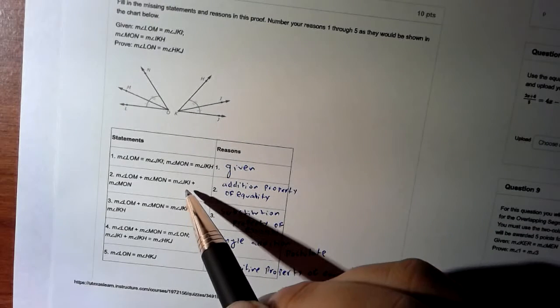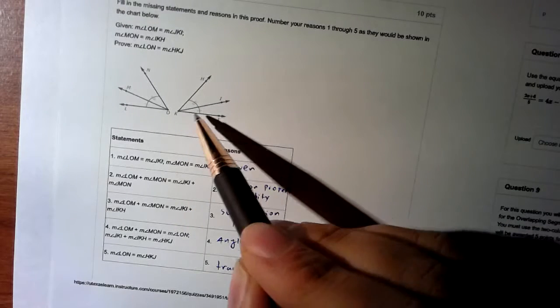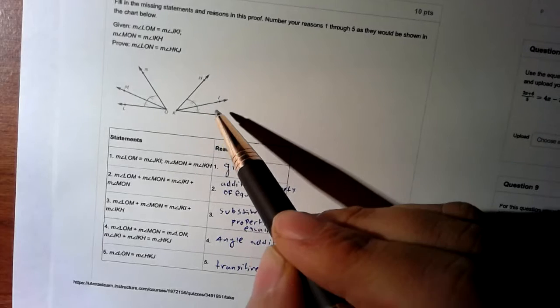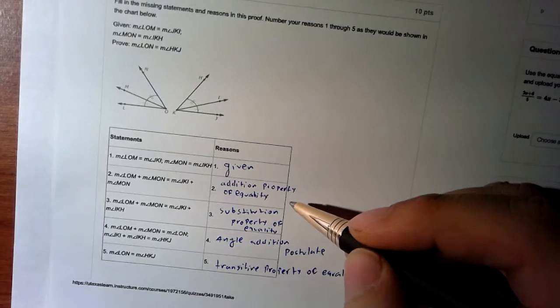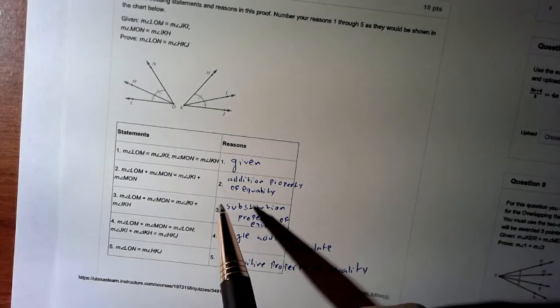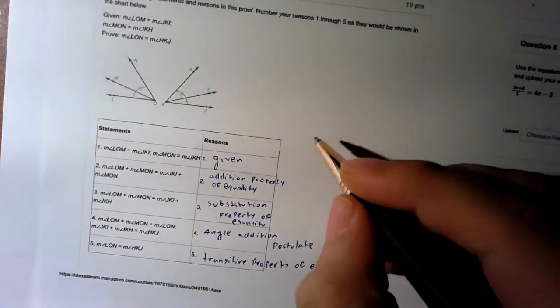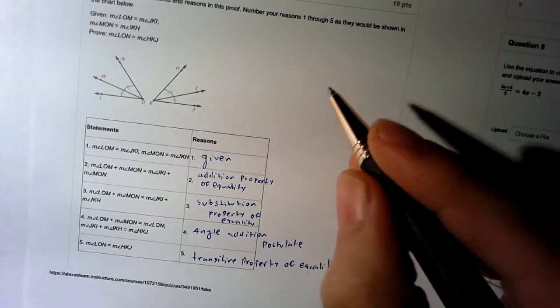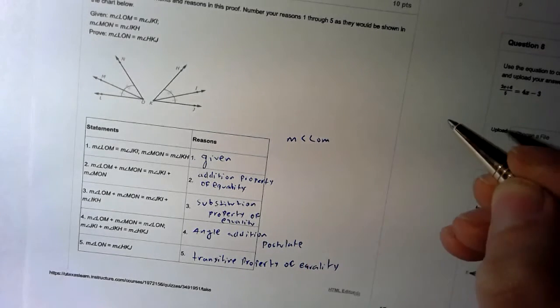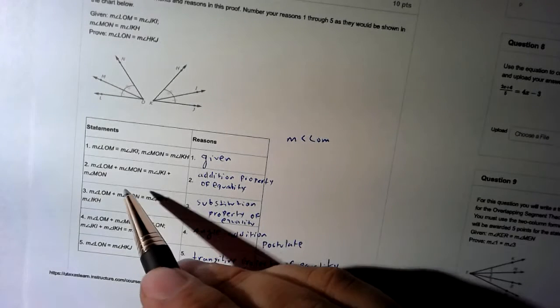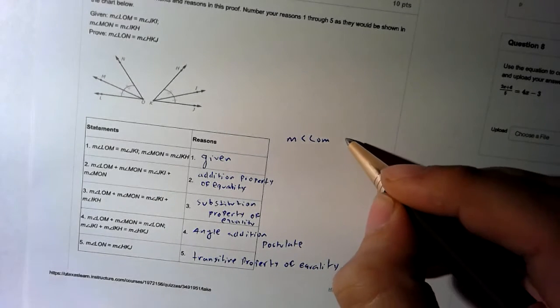That's how they got measure of JKI plus measure of MON on this side. So they're using the addition property of equality. You might be wondering, since this is already written, I can actually... You don't have to write this for the answer, but I'm going to go step by step in constructing that, so I feel like it'll make more sense if I do that. So really where they're starting is at this statement.